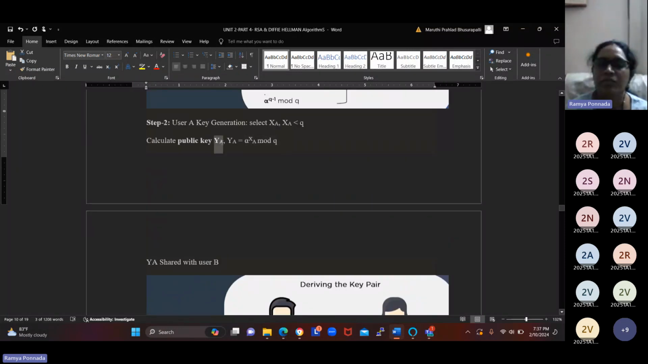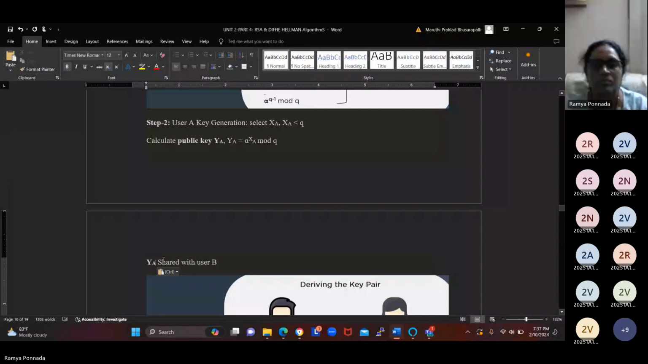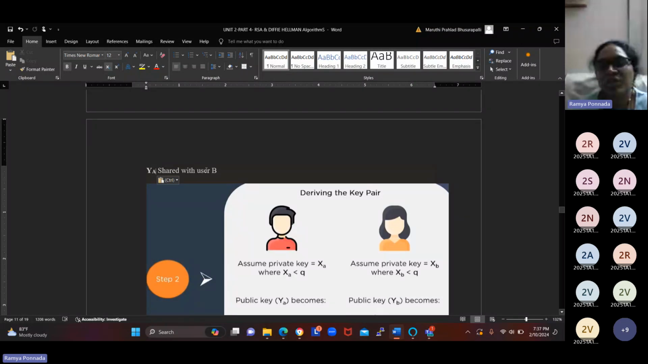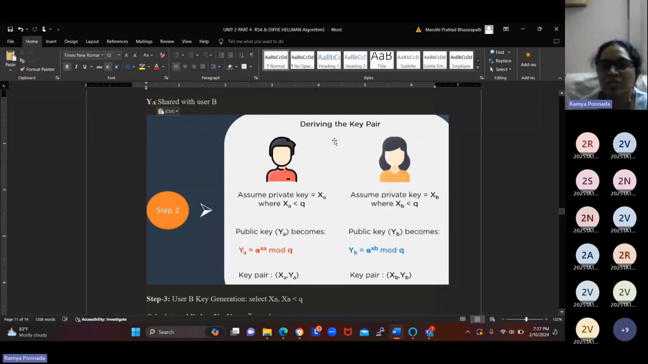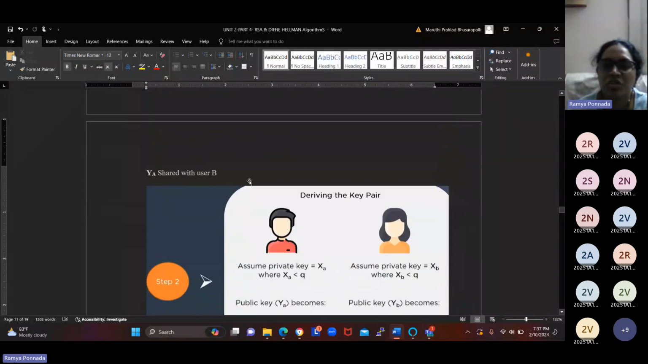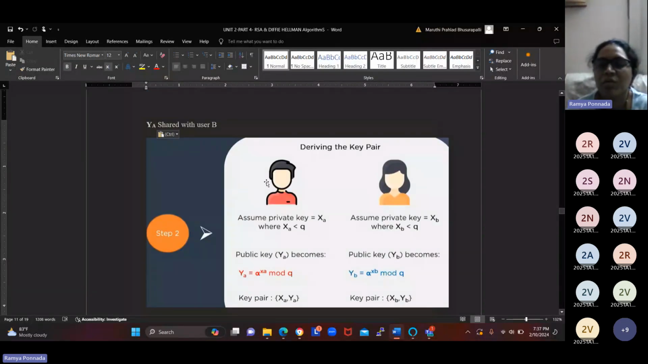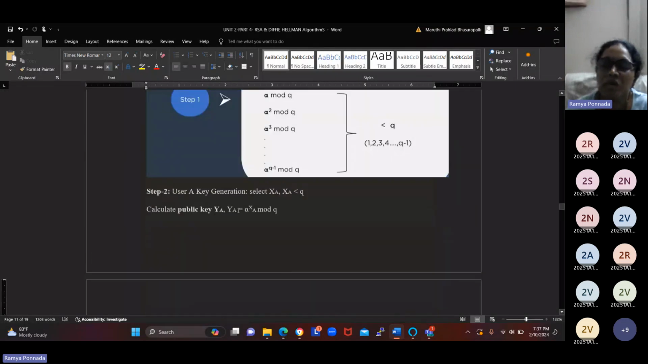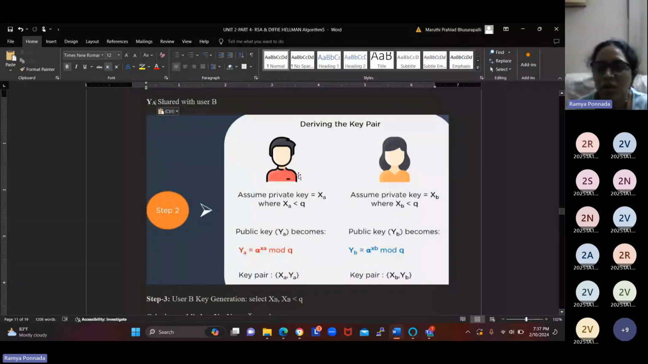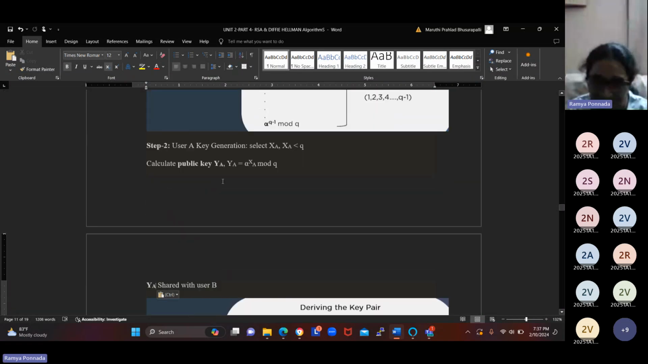YA is going to be shared with user B. Here is user A, here is user B, and this is how it is shared. We will check how the YA value, the public key value, is computed, and how YB is computed on the receiver side. On the sender side and the receiver side, you are going to calculate. Here the private key, it's the same step.